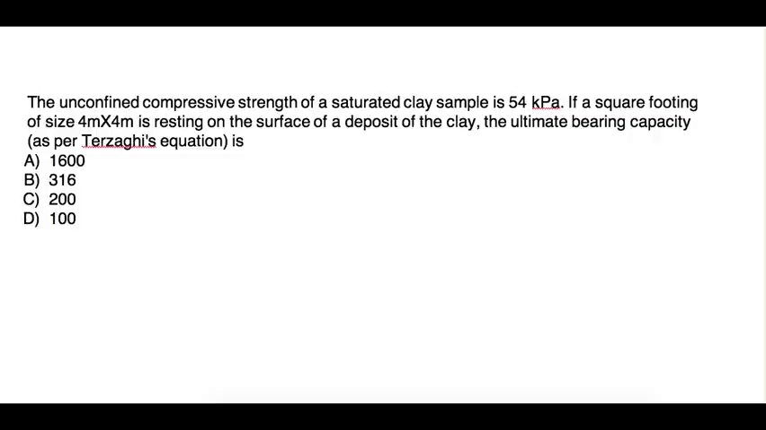The next question here is: the unconfined compressive strength of a saturated clay sample is 54 kPa. So UCS, unconfined compression strength, Q is equal to 54 kPa. It is not bearing capacity here; I am denoting Q for the unconfined compressive strength. If a square footing of size 4 meter by 4 meter is resting on the surface of a deposit of clay, the ultimate bearing capacity as per Terzaghi's equation. So it is a square footing and we have to find the ultimate bearing capacity Qu.